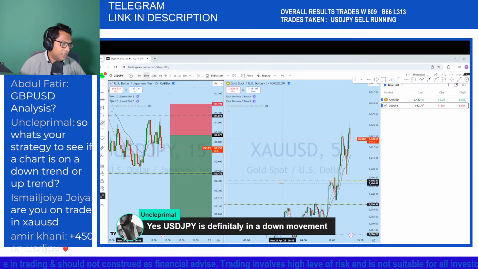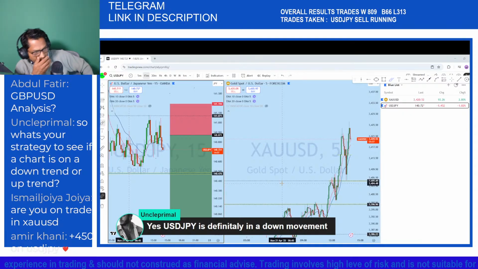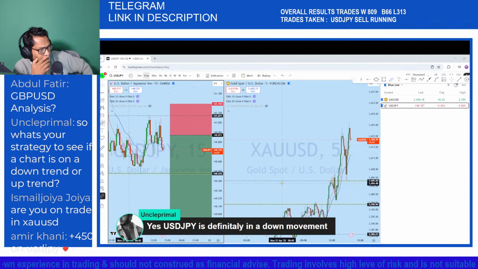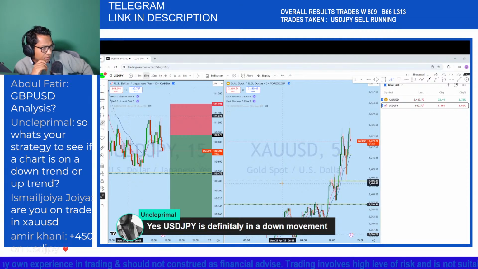Waiting on the market to break down to the support level. Right, so it's moving in that direction and waiting for the market to break below and then to create a new lower low.